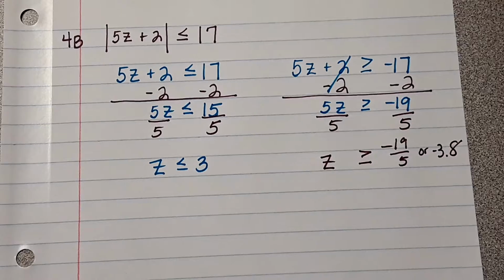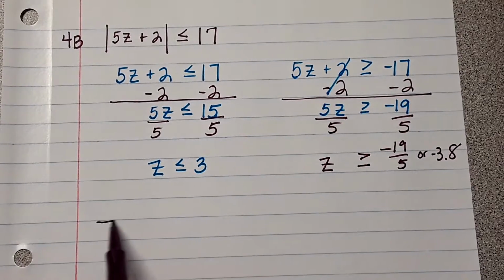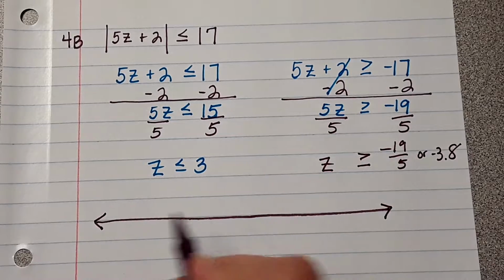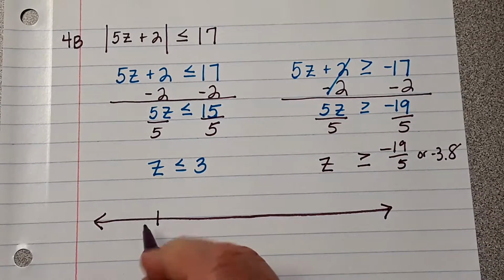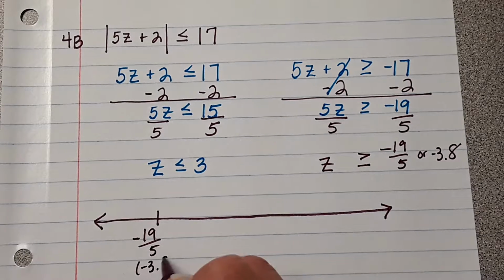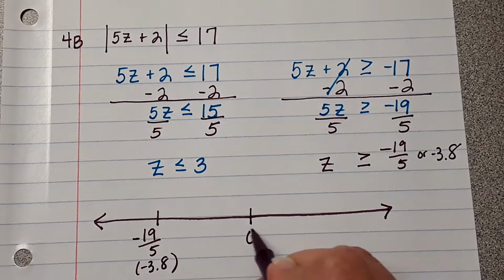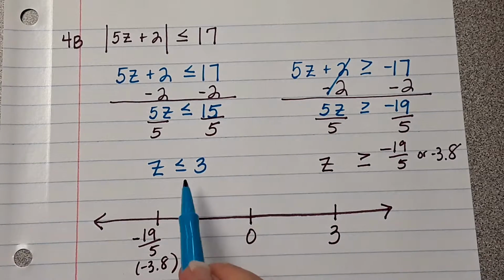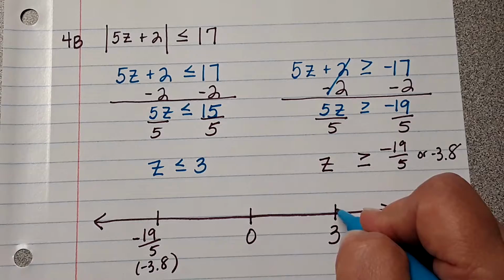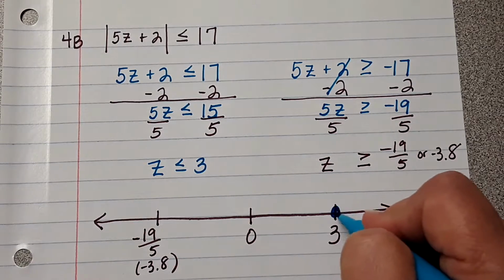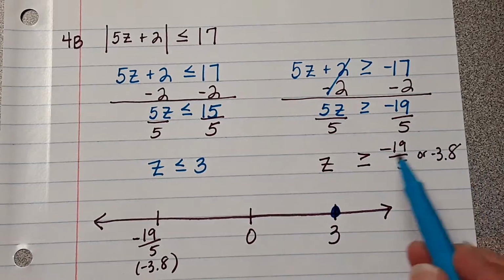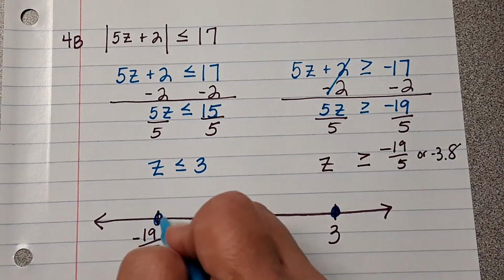Now we're going to make that simple number line that you've seen in the previous videos. I'm going to start with negative 19 fifths or negative 3.8. I'm going to put a 0 and then I'm going to put a 3. Now look, it has an equal sign, so that means it is included, so it's going to be a closed circle. Again, you guys, because it has the line, it's going to include it. Over here, it's also going to include it.